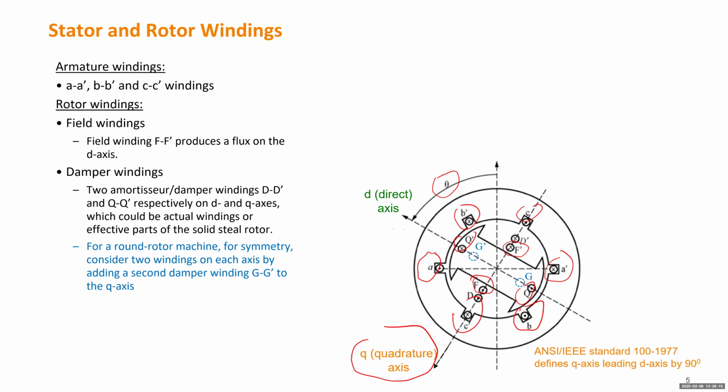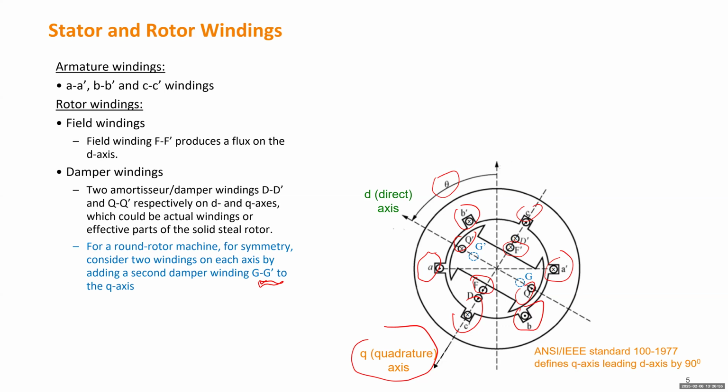But if we want to model a round rotor generator, for symmetry, it's better to have 2 windings in each axis. So for the rotor, we have D and Q. In the D axis, we have 2 windings. In the Q axis, we also have 2 windings. For the D axis, we already have the capital D and the capital F. So for the Q axis, we have capital Q. Then we add another one. We call it the capital G. So capital G is also a damper winding, but in the Q axis. In some textbooks, they just call it Q1, Q2. But here, I just use the letter G, just to make it simple.